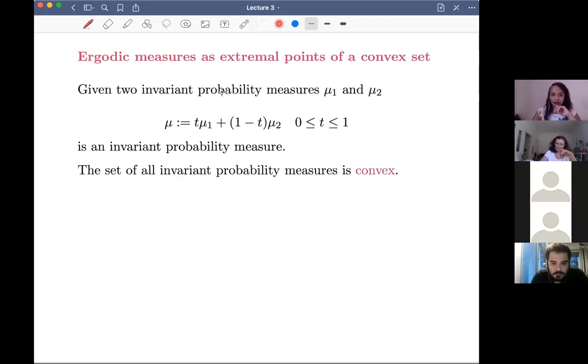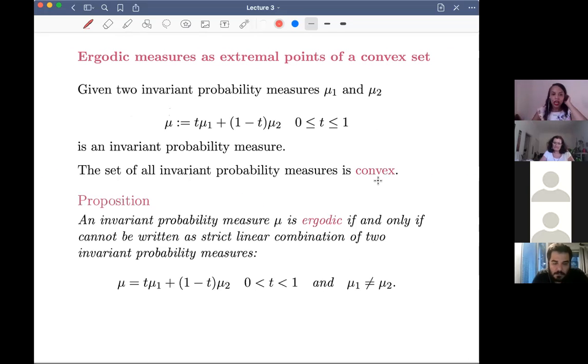So what you proved with this very simple comment is that the set of all invariant probability measures is convex, because convexity means that every time you have two points in a space, the linear combination also belongs to the space. If you have two invariant probability measures and take the linear combination, this is also invariant, so it belongs to the space of invariant probability measures. So this is convex. What we can prove is that the ergodic measures are the extremal points of this convex set.